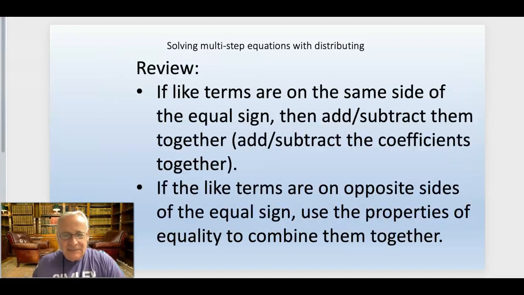Again, the last part of the review. If like terms are on the same side of the equal sign, just add or subtract them together, which means add or subtract the coefficients. If the like terms are on opposite sides of the equal sign, then use the properties of equality and inverse operations to combine them together.